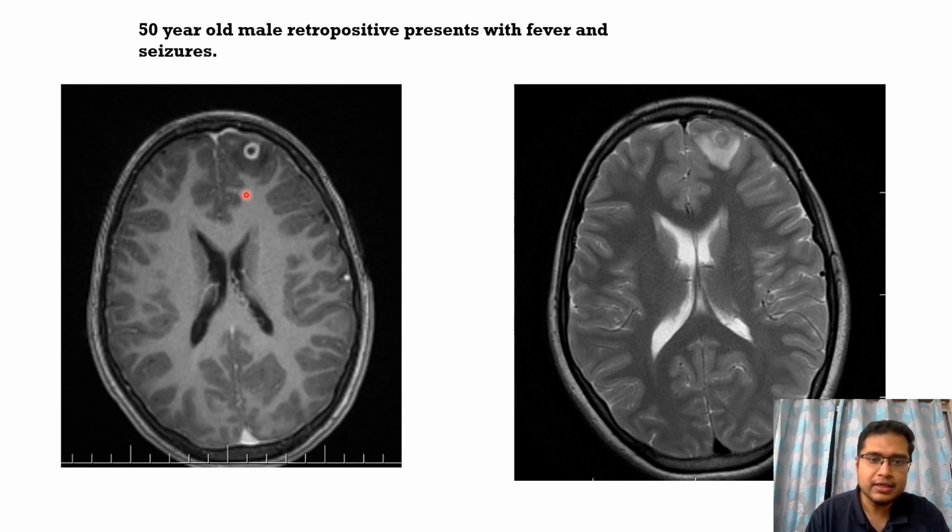What we can see here is a well-defined ring enhancing lesion in the left frontal lobe, which has some perilesional edema, seen well on the T2 weighted images. The central part of the lesion is T2 hypointense, and it has a thick wall. So considering the history of HIV, this lesion is likely to be a tubercular granuloma. Hence a course of ATT was started for this patient, considering the diagnosis.